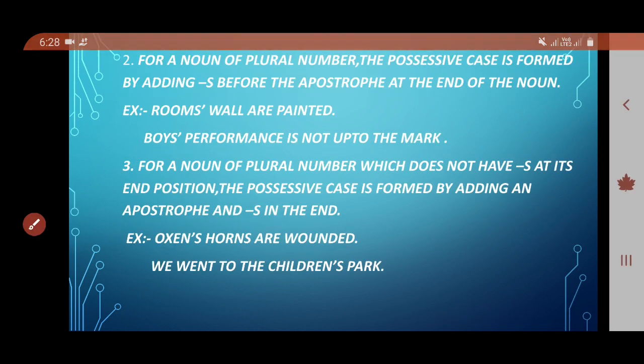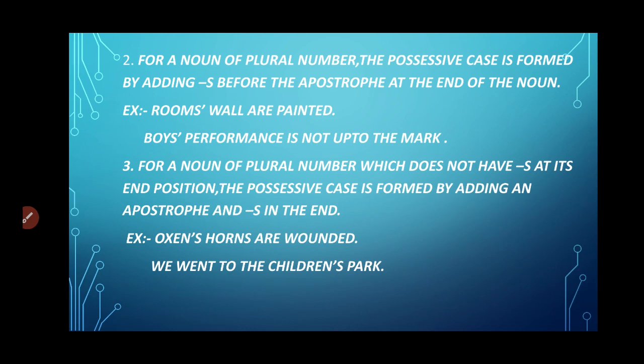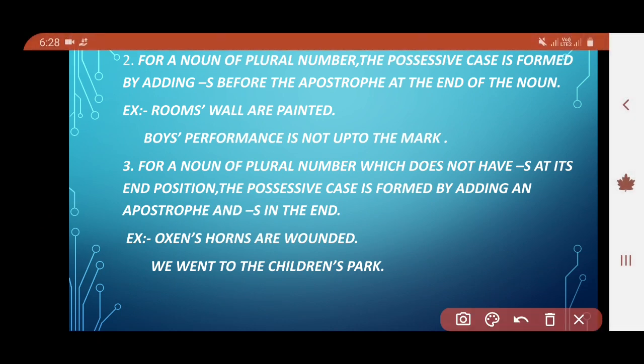now comes the second rule. For a noun of plural number. In the first rule we were learning about singular noun. In the second rule we will learn about plural noun. The possessive case can be formed by adding what? S before the apostrophe. In the first rule we learned that we can form the possessive case by adding s after the apostrophe. Yes or no? But in case of plural number of noun, we can form the possessive case by adding s before the apostrophe mark at the end of the noun.